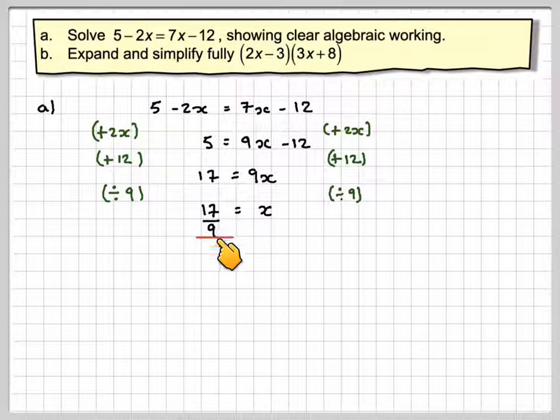There isn't much more we can do with that. It's okay to have x on this side as well. Notice I'm keeping all my equal signs in a straight column, and I've written down on both sides what I've done.